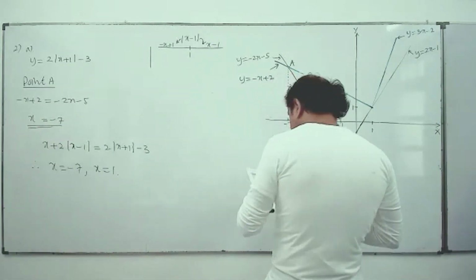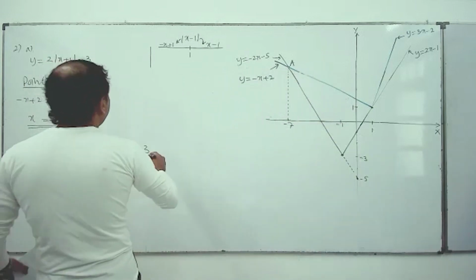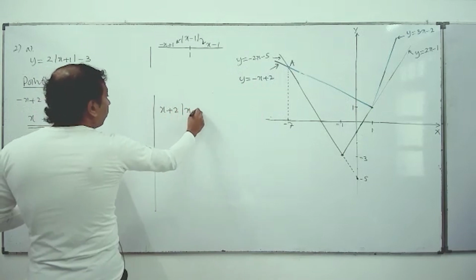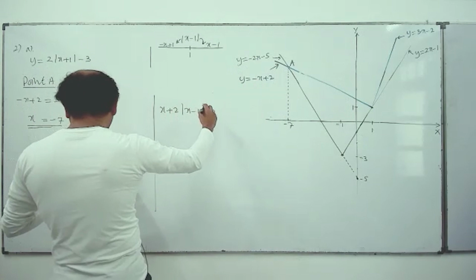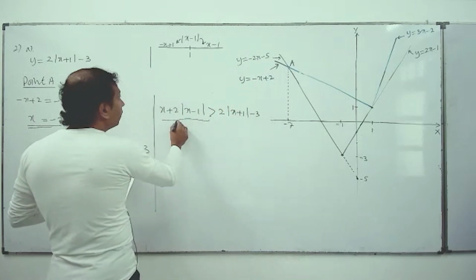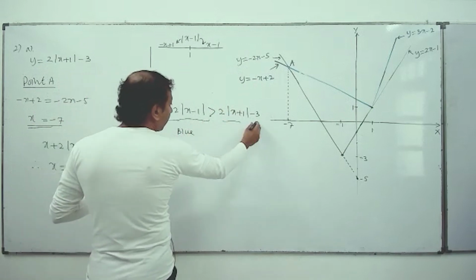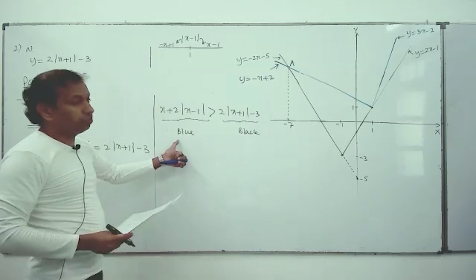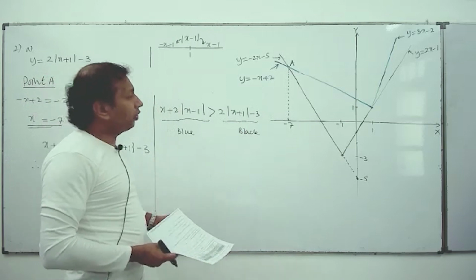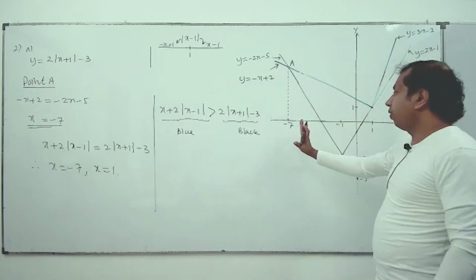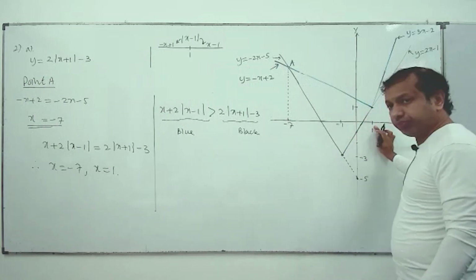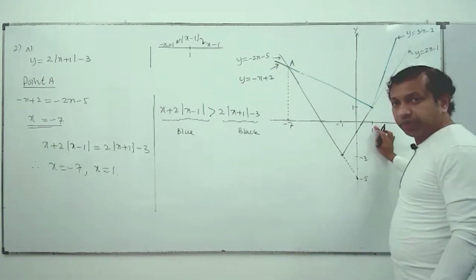Secondly, it asks to find the set of values of x satisfying the inequality. What is the inequality given? x plus 2 times mod x minus 1 is greater than 2 times mod x plus 1 minus 3. This is the blue graph, and this is the black one in my diagram. The blue one should be above the black one. Blue one is above the black one on the right of minus 7, excluding this one.